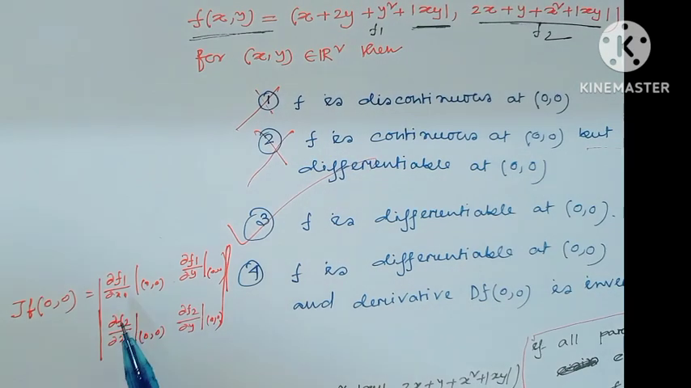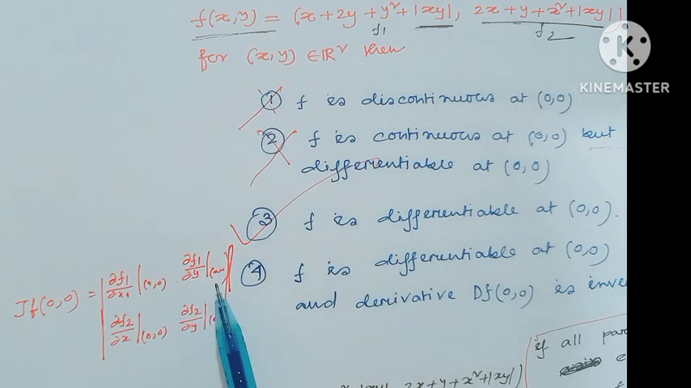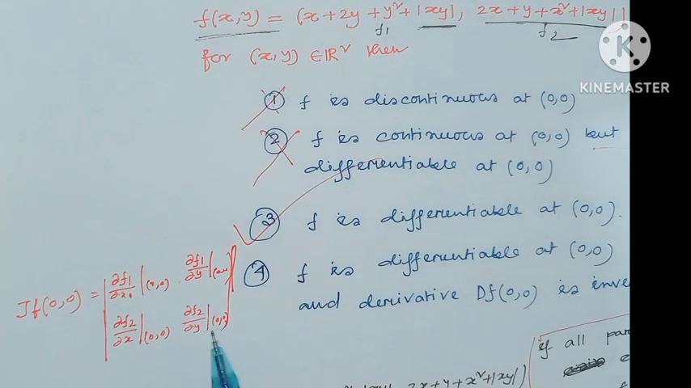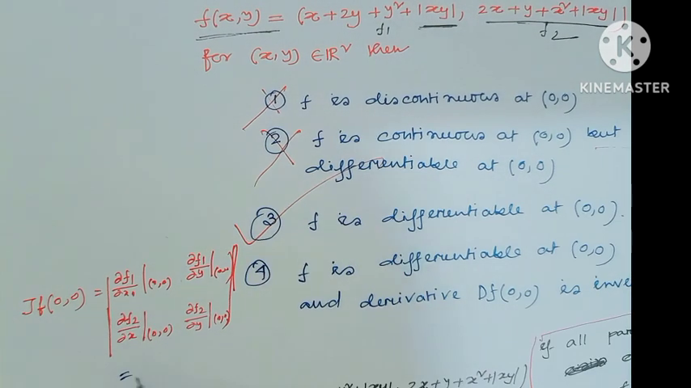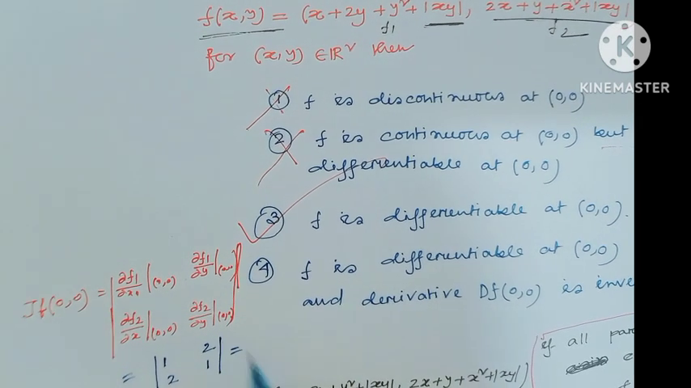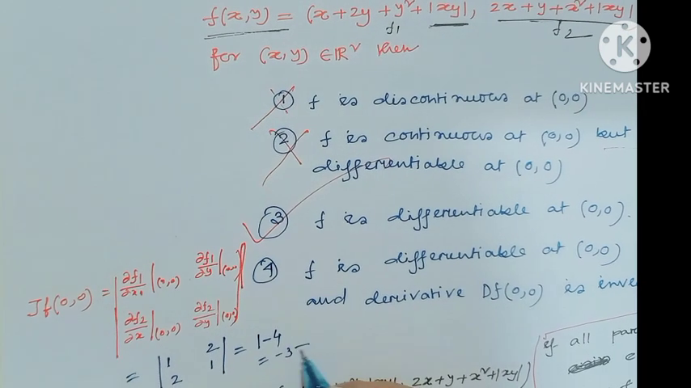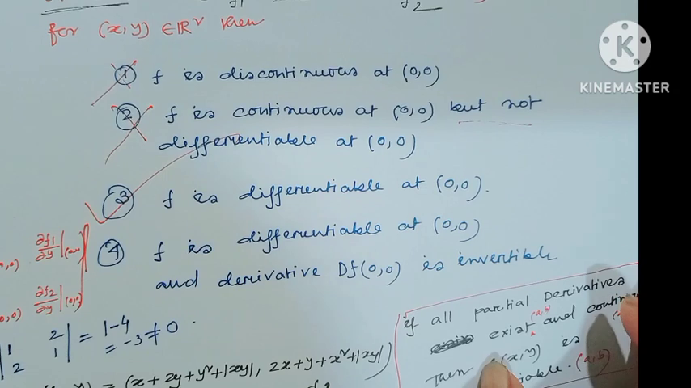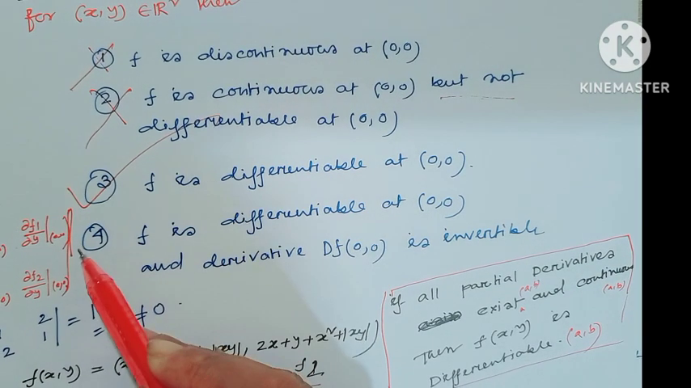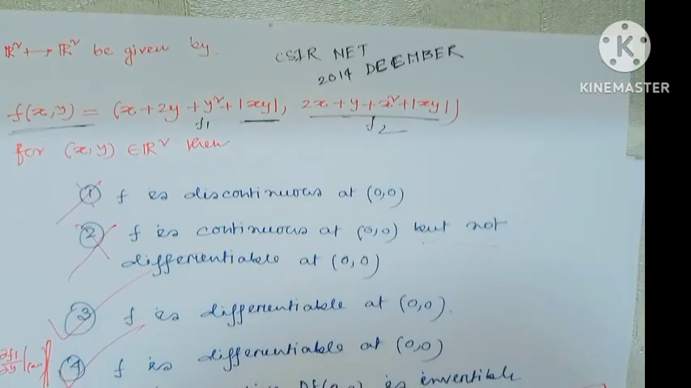The Jacobian matrix at the point (0,0) is ∂f1/∂x at (0,0), ∂f1/∂y at (0,0), ∂f2/∂x at (0,0) and ∂f2/∂y at (0,0), and this value is [1, 2; 2, 1], whose determinant is 1 minus 4, which is minus 3, not equal to 0. So f is differentiable at (0,0) and the derivative at the point (0,0) is invertible. I hope all my viewers have understood this question easily.